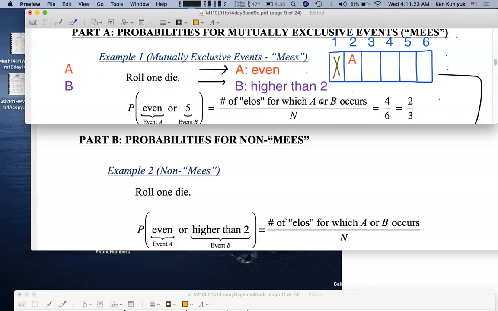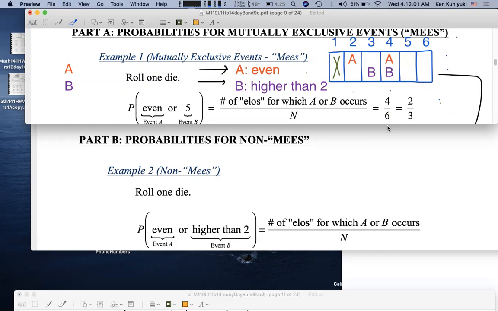What about 3? 3 is not even, but it is higher than 2. So for 3, event B occurs. What about 4? Now for 4, 4 is an even number, so event A occurs. But 4 is also higher than 2, so event B also occurs. Right off the bat, we realize that A and B are not mutually exclusive because we have at least one outcome for which both events occur.